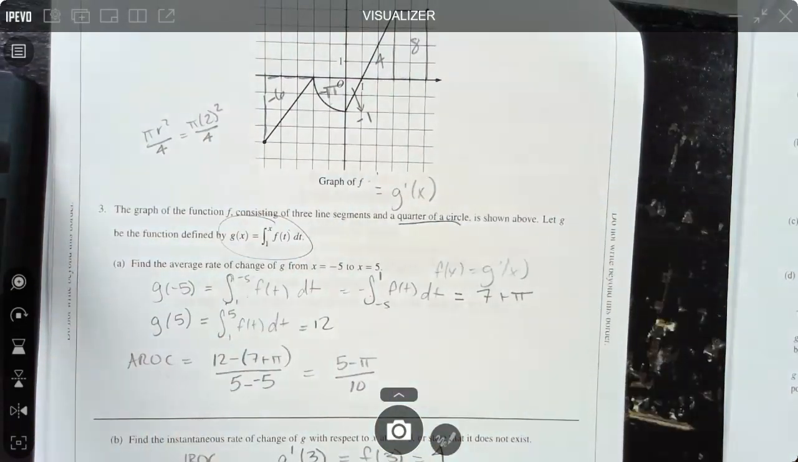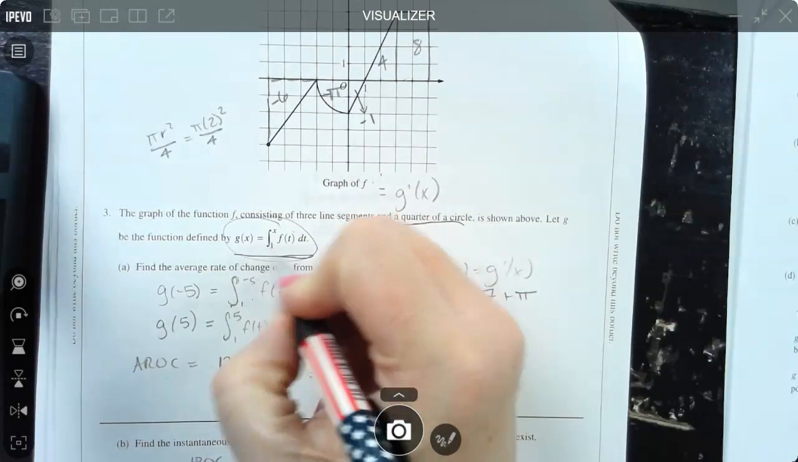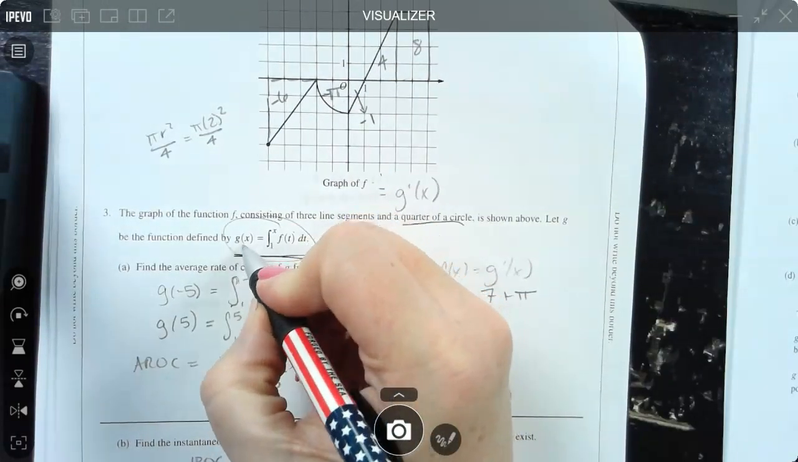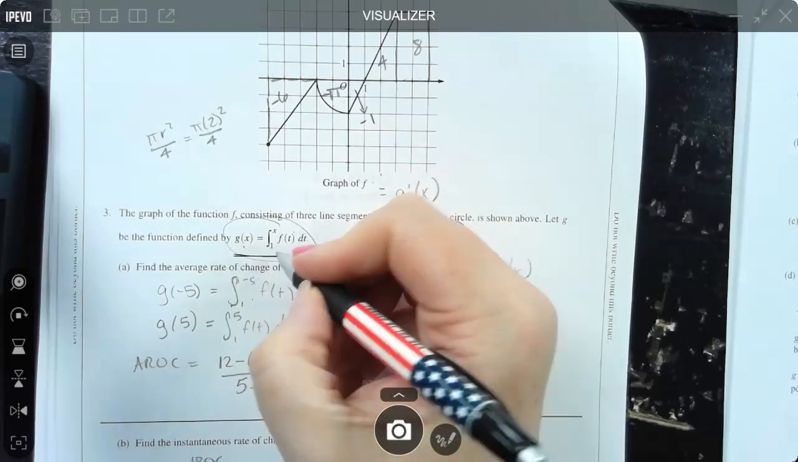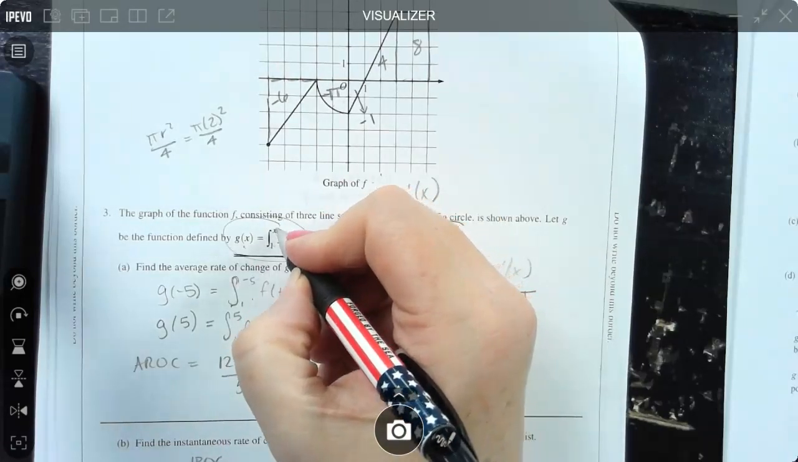Okay, so if I'm finding g of, I use this equation right here. If I'm finding g of negative 5, I'm plugging in a negative 5 for the x. So from 1 to negative 5. Y'all okay there?